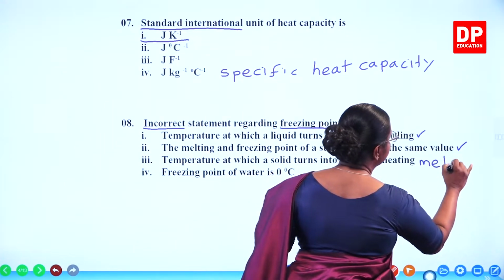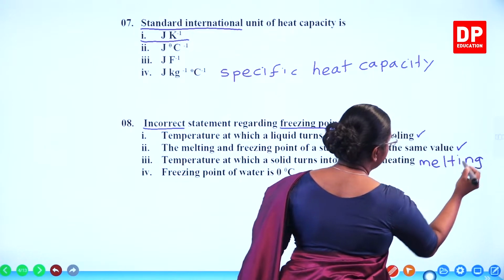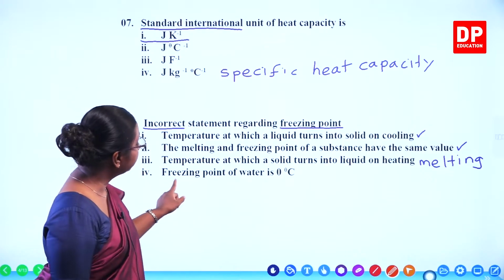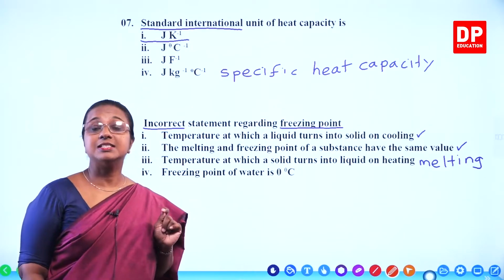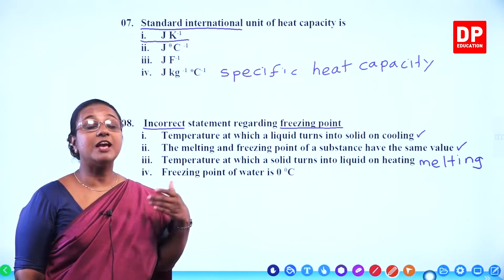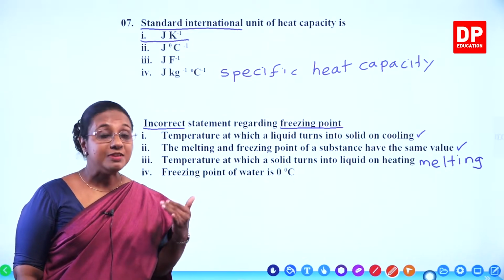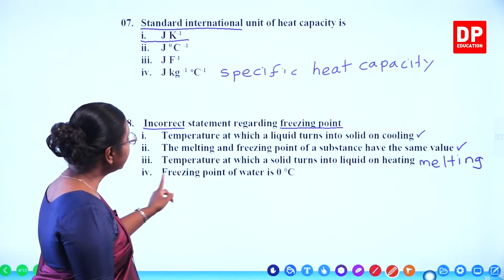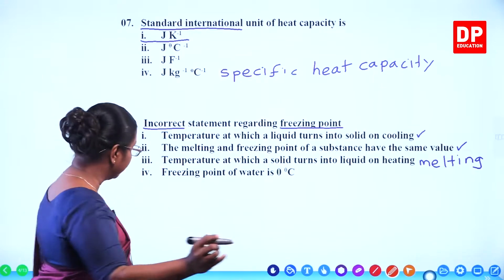This is melting, not freezing. So, that is the incorrect statement. And finally, freezing point of water is 0 degrees Celsius. So, when we say freezing point, we have to mention the liquid. When we say melting point, we have to mention the solid. So, freezing point of water is 0 degrees Celsius.